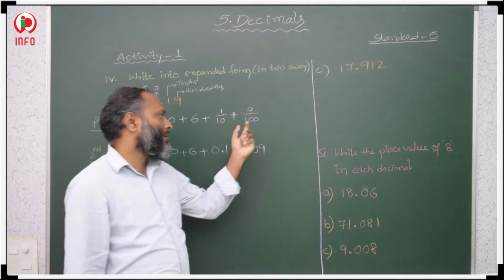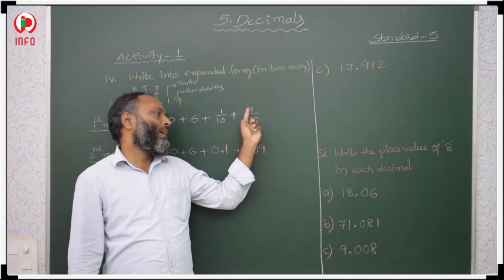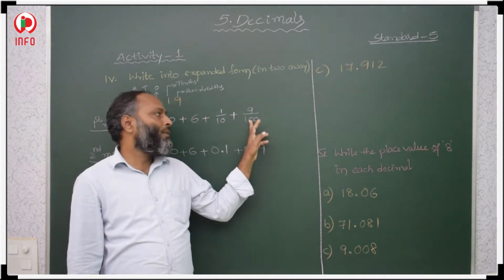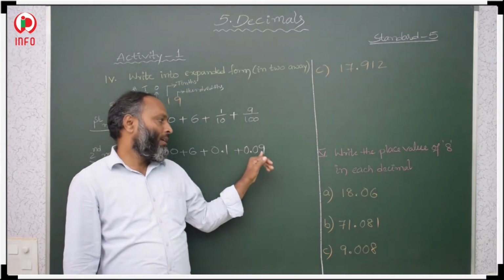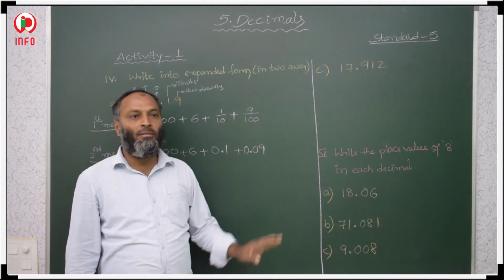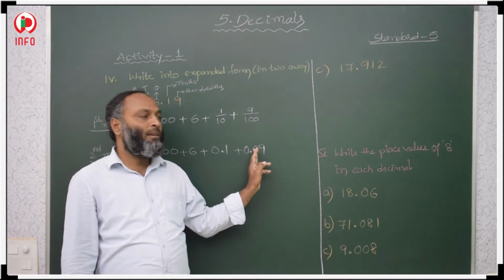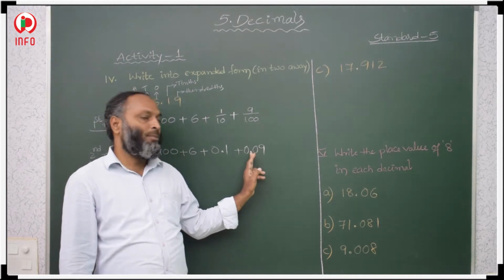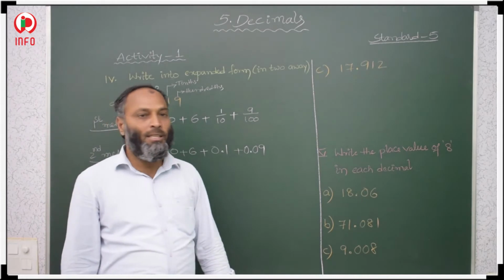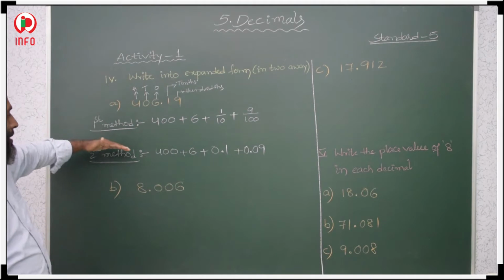Once again listen, 9 by 100, how to take this? First we write the 9 as it is. In the denominator we have 2 zeros, so after 2 places we keep a decimal. Here only 1 place is there, 1 more place we need, so we keep a 0, from right to left. Then 9 and this 0. After 2 places, the decimal, and after that no number is there, so take 0.09. So this is the first method and this is the second method.